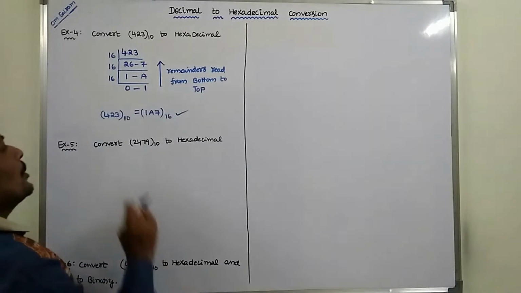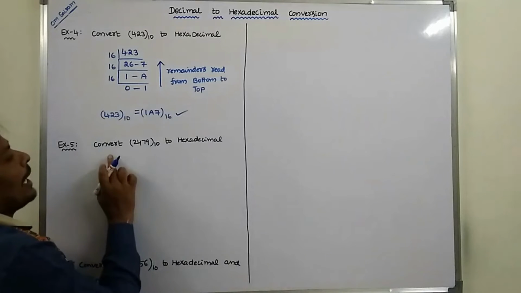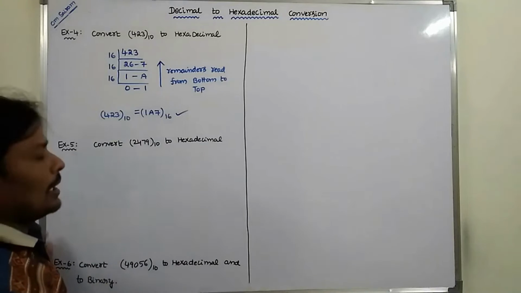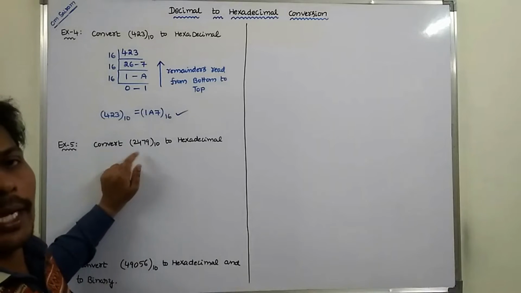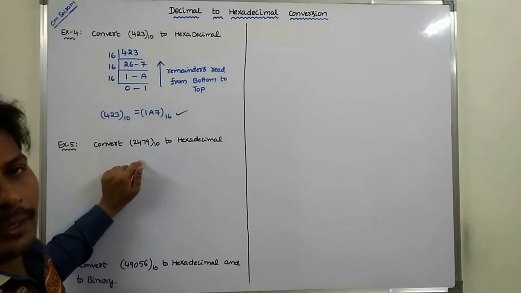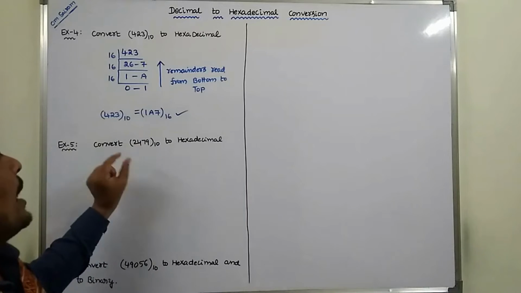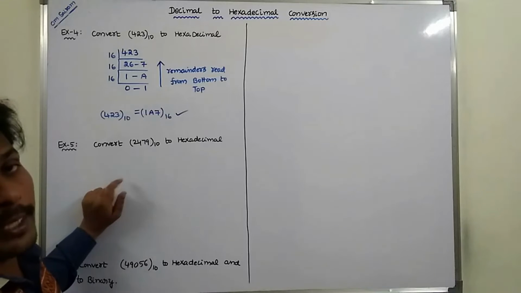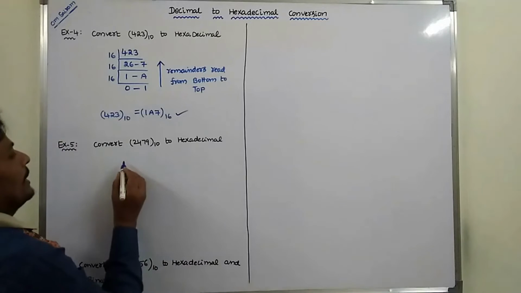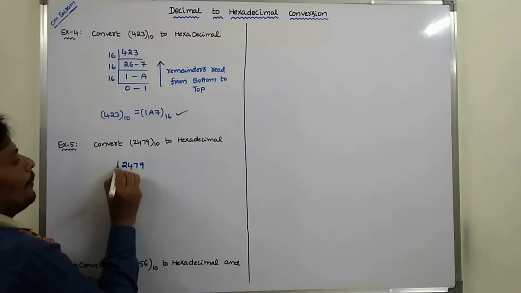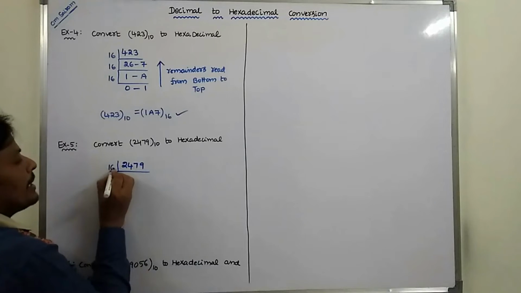Okay. So next problem, example 5. Convert 2479 base 10 to hexadecimal. Here it is also a decimal integer number. To convert this to a hexadecimal number, we have to use the successive division by 16 method. So therefore 2479 is successively divided by 16.